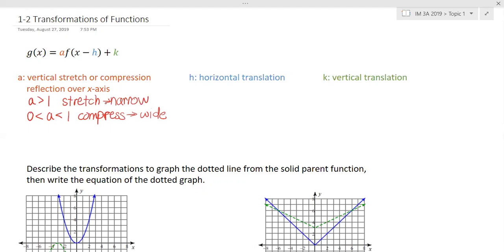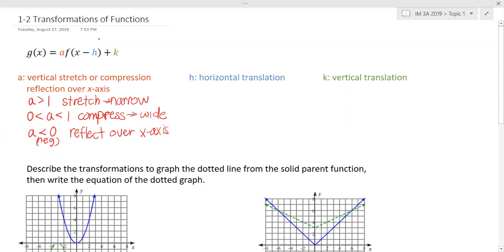And then the final one is when A is less than 0. Remember, this means that A is negative. That's going to reflect it across the x-axis. For the graphs we're graphing, absolute value and quadratics, it means it's going to point down. Okay, so the graph's not going to point up, it's going to point down. It's going to have a maximum instead of a minimum value.